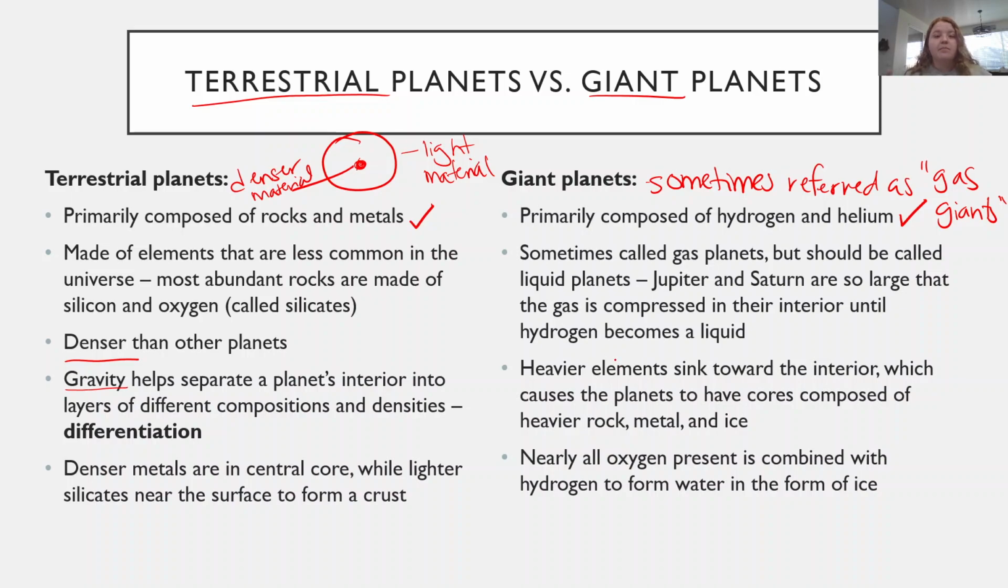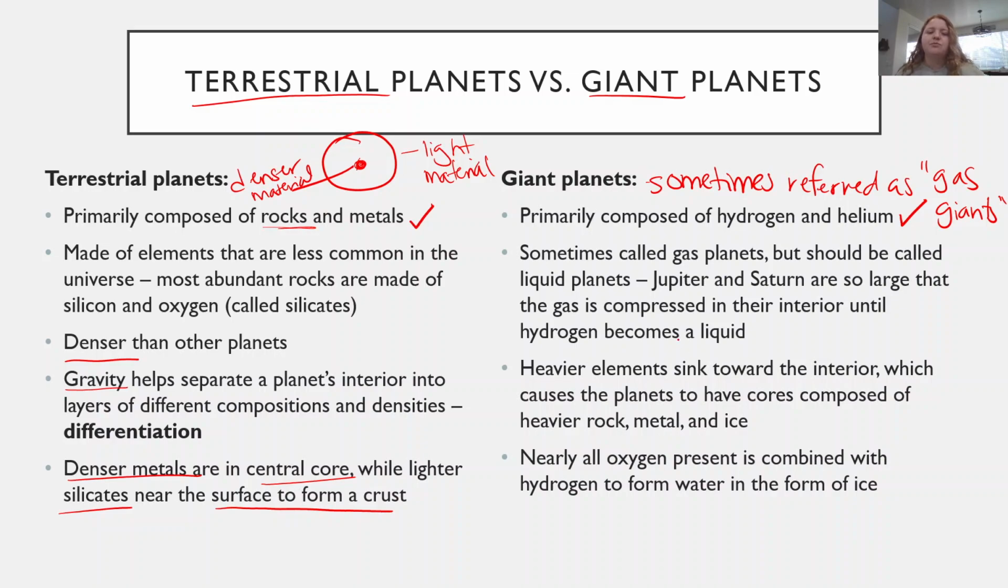So we'll talk about this in the next slideshow, the next lecture, but talking about Earth, we have different layers, and this is again due to this differentiation of the densities. So again, denser material would be in the core, and lighter silicates that we see even on Earth, and I'll talk about that again, are near the surface to form some sort of crust, and that's where we get these rocky materials.